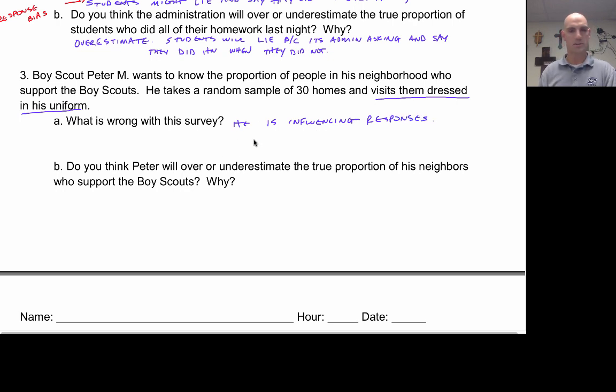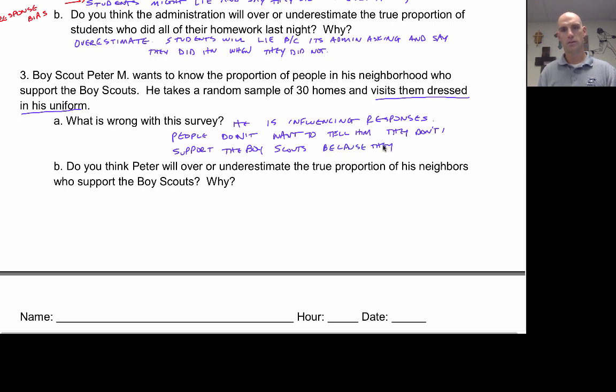And so you say people don't want to tell him they don't support the Boy Scouts because they know he is one. Okay, so obviously when he's standing there in his uniform and they know he's a Boy Scout, it's going to be harder for them. And so we want to label this. This again is response bias.